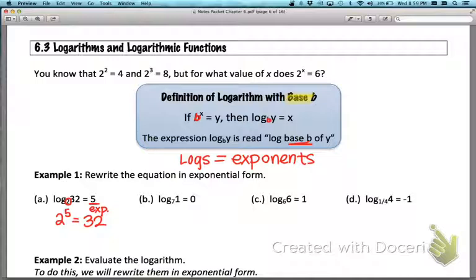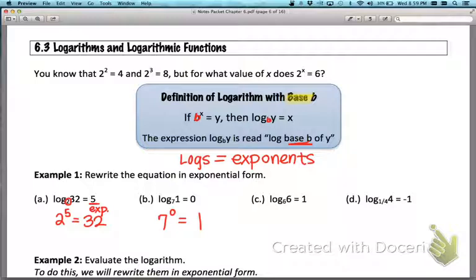Example B. The base of this log is 7. The log is equal to 0, so 0 is the exponent. And the only thing that we had left was the 1. Does 7 to the 0 power equal 1? Yes, it does. So at this moment, I would direct you to pause the video, try C and D so you can see if you understand this before we move on to the next thing. Once you've done C and D, come on back and you can check your answers to see if you're on the right track.